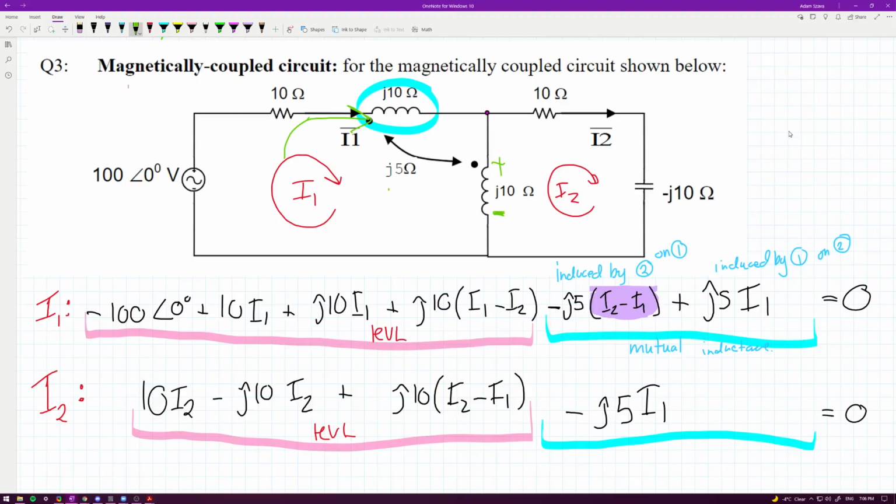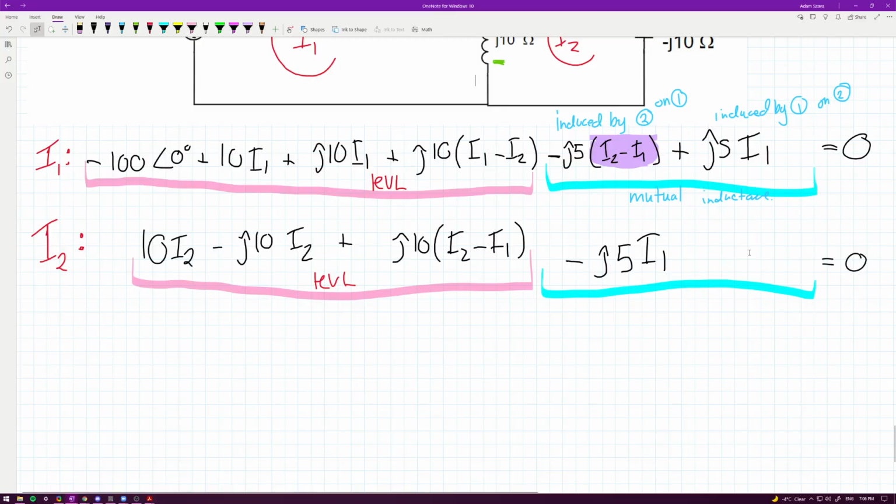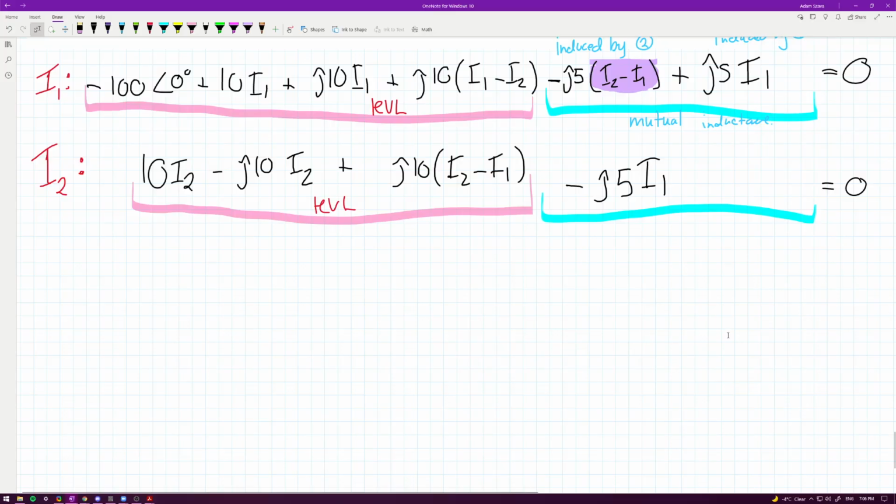Okay, sounds good. Perfect. If there are any more questions, let me know. Basically from here, you just want to solve for I1 and I2, right? We have a system of two equations, two unknowns. So we'll go ahead and do that.